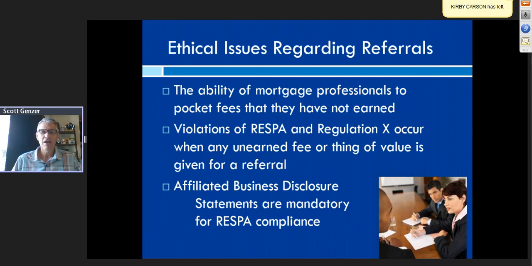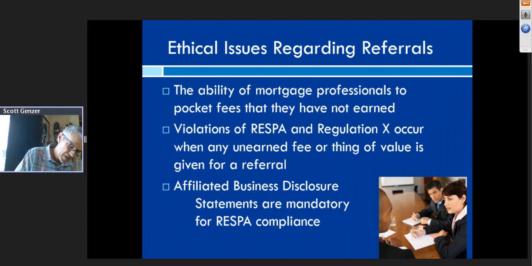All right. So affiliated business statements are mandatory. So at the end, right above that on 320, Regulation X permits normal promotional and educational activities that are not conditional on the referral of business and do not involve a defraying of expenses. Everything I just kind of explained, there's the way it's worded in the statutes. Pens, notepad, etc.